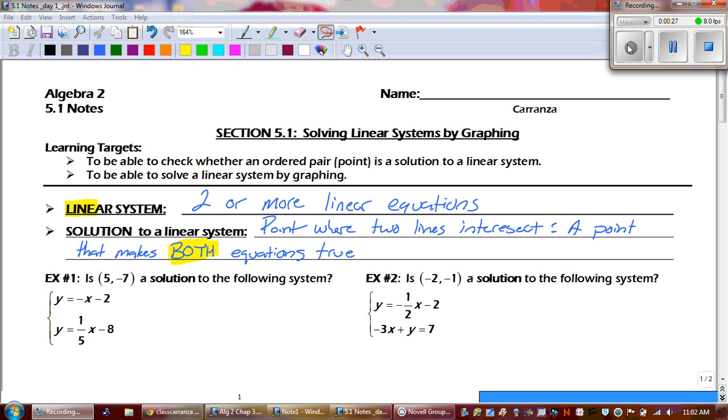A linear system is two or more linear equations, and I highlighted the word line in there to remind us that a linear system is two lines, okay? And the solution to a linear system is a point where two lines intersect, and the point makes both equations true, not just one, both of them true, okay? So if you need to continue with those definitions, pause the video. Otherwise, I'm moving on.